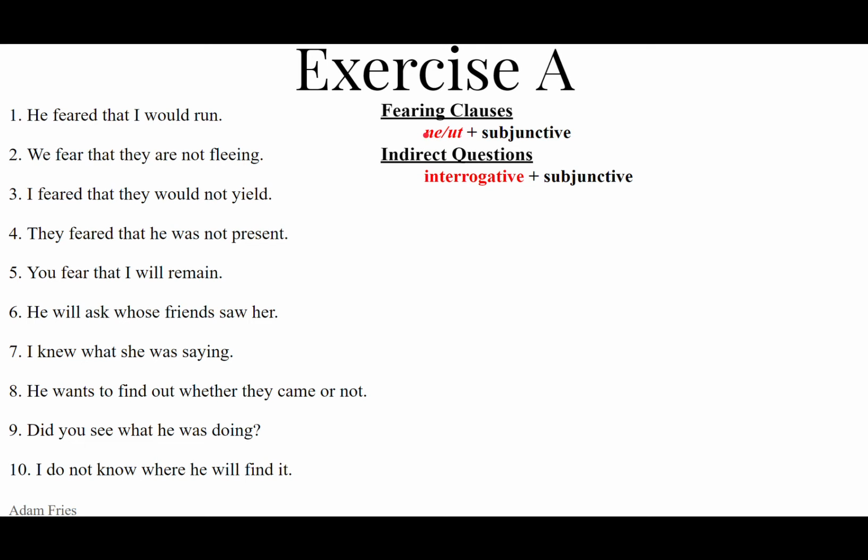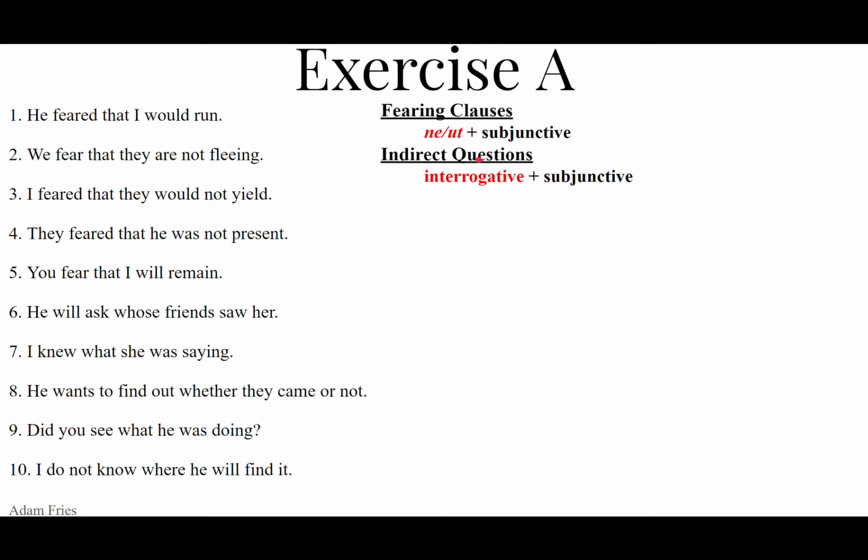Ne for what you are afraid will happen, or for what you're afraid is happening or has happened. So that's the positive. Because you're afraid and you don't want the thing to happen, you're saying, please don't let that happen. Ne, don't let that happen, because you think it will. Ut is the opposite. Ut is for what you are afraid will not happen, or what you're afraid is not happening or has not happened. Then followed by the subjunctive.